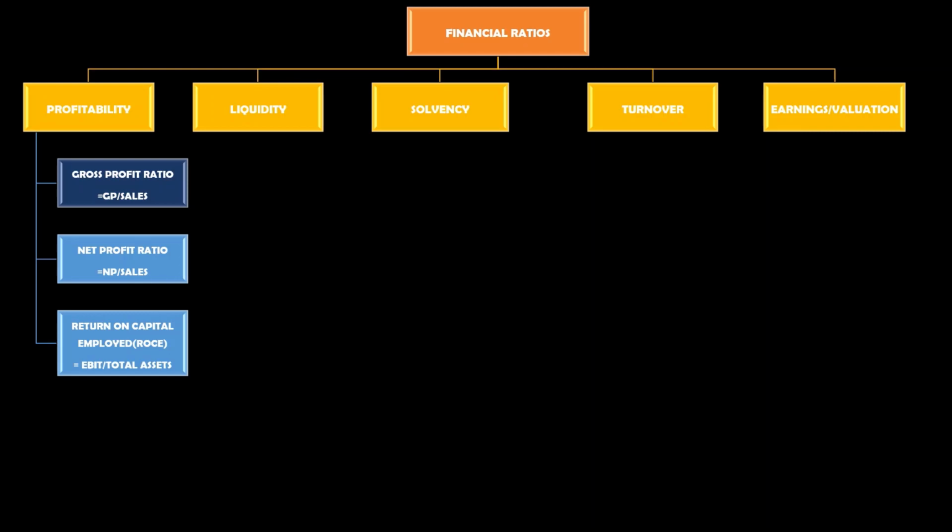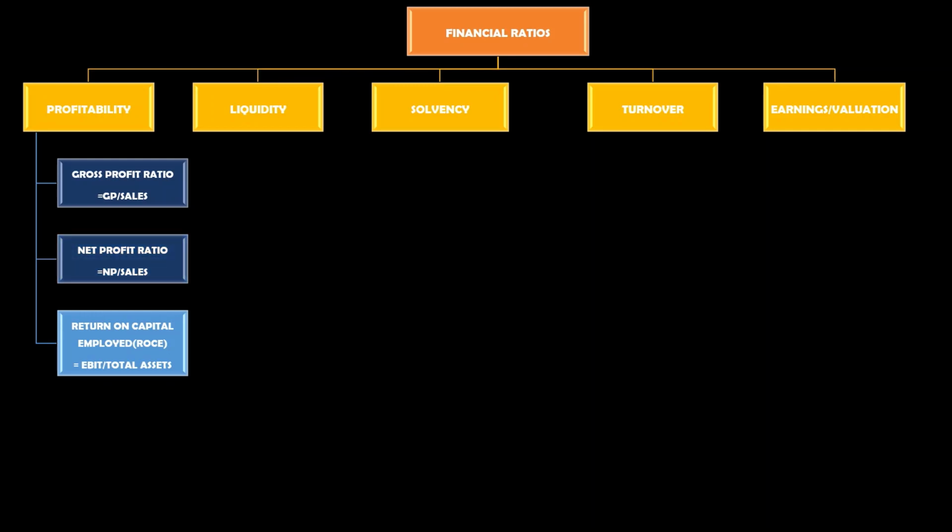Gross profit margin ratio is defined as gross profit upon net sales. Gross profit is defined as the difference between net sales and cost of goods sold. This ratio shows the margin left after meeting manufacturing cost. It measures the efficiency of production as well as pricing.